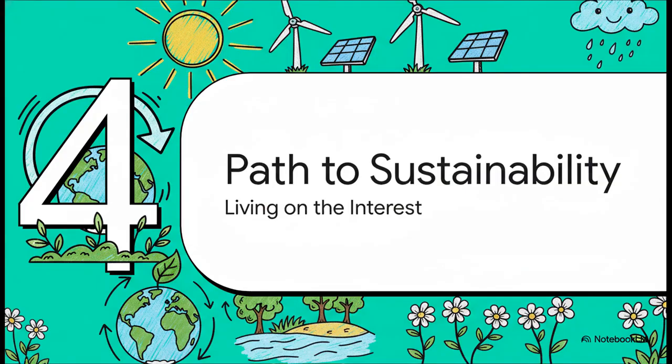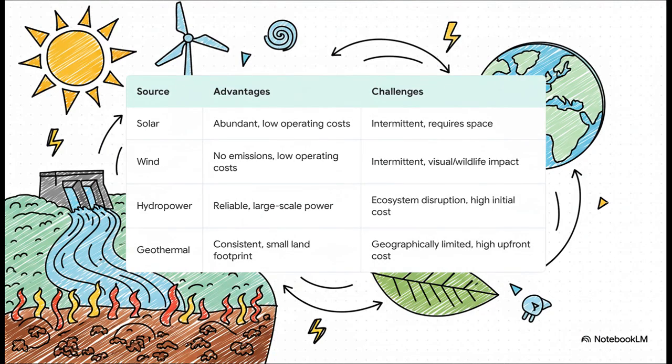Okay, so we've looked at the pretty serious problems that come from dipping into our planet's principal savings. But there is a path forward. Section 4 is all about the solutions. It's about how we learn to live on the natural interest our planet gives us, instead of burning through the capital. A huge piece of this puzzle is changing how we get our energy.